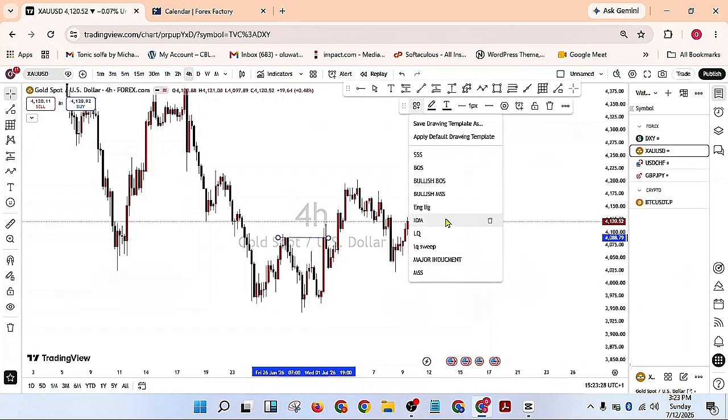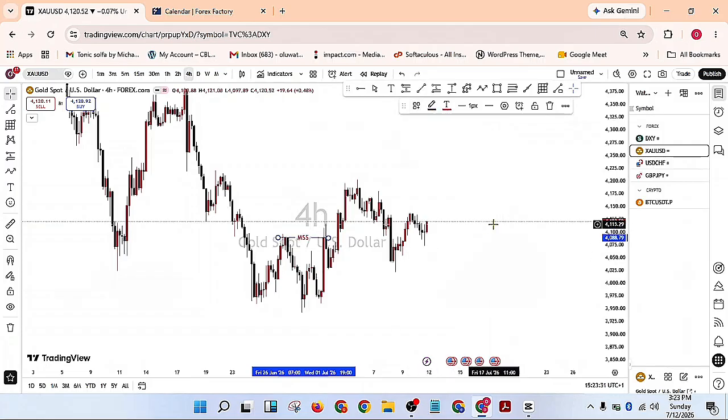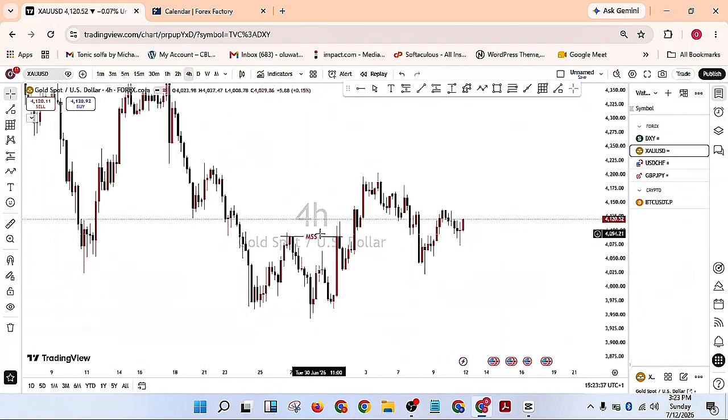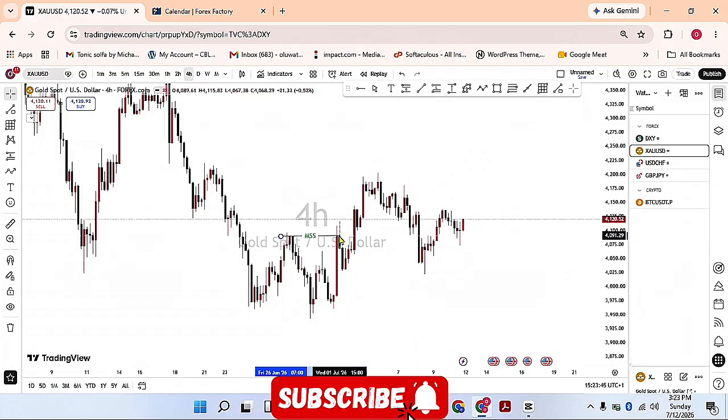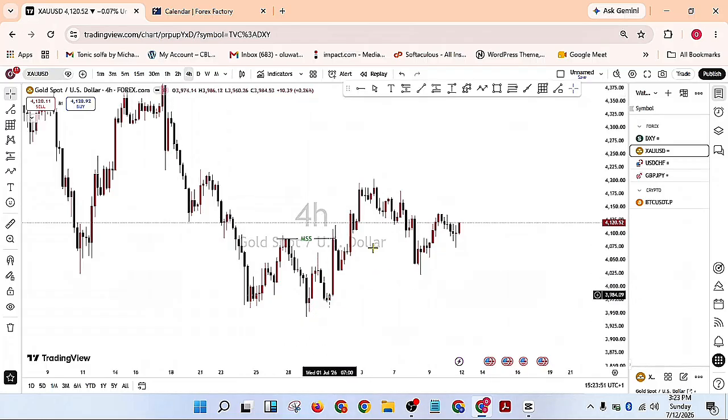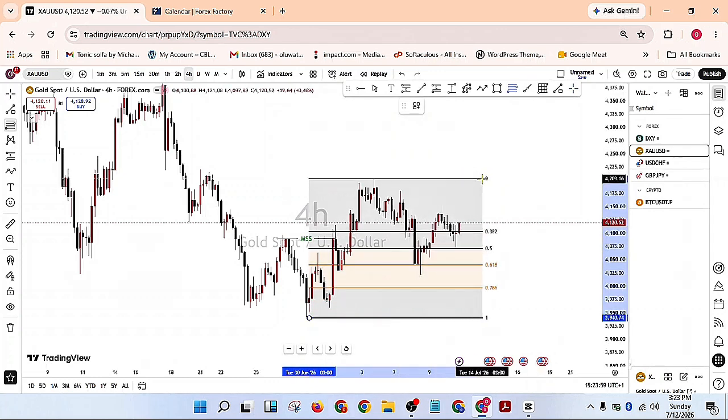So let me just name it MSS. So change of character is the same thing as market structure shift. Okay, let me use this. I think this one should be better. So now, as we have change of character, you can see that price moved from this place. Let me use my fib. Price has moved from this place to this point. Are you getting it? And immediately we have change of character.